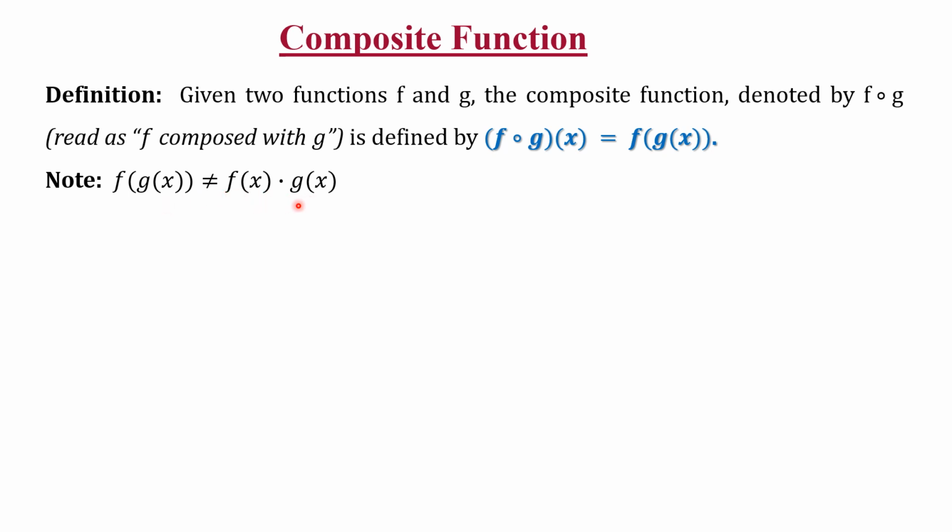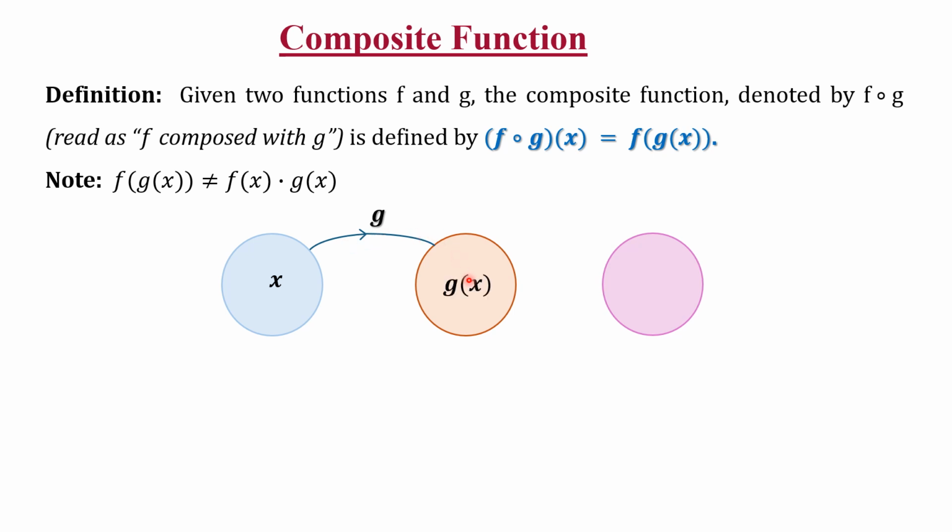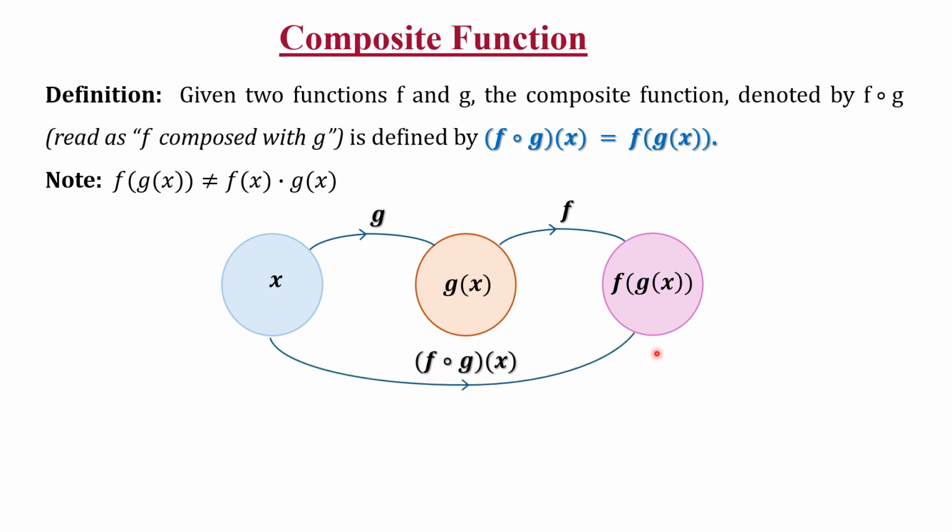Let us illustrate function composition using this diagram. We start with input x in the blue circle, then apply the function g, mapping x to g of x in the peach circle. Next, g of x becomes the input for the function f, transforming it into f of g of x in the pink circle. And instead of these two steps, we can combine them into one as f of g of x.